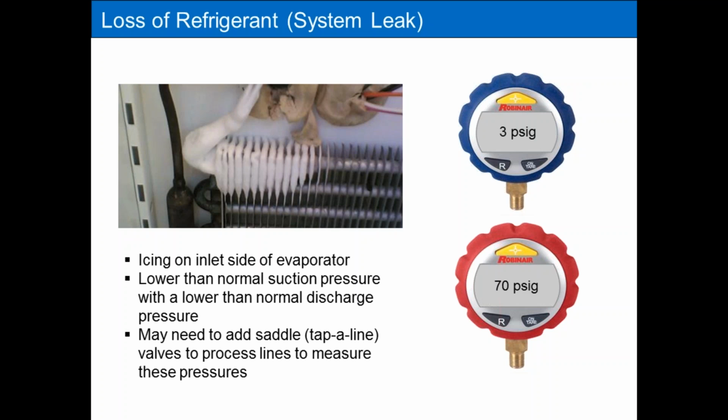Once you see that, I'm not saying stop the game there and diagnose it right there. Put your gauges on, measure high side and low side. Again, you're going to have to add a tapper line at times, but measure your high side pressure and low side pressure. And what you'll see with the system running is low side pressure, low discharge pressure. So if you have a low suction pressure and a low high side pressure with that icing pattern, low charge. That's it. Got to go ahead and find the leak.